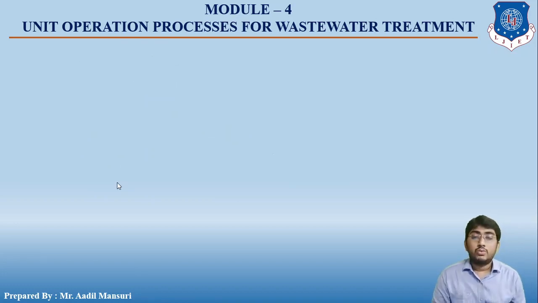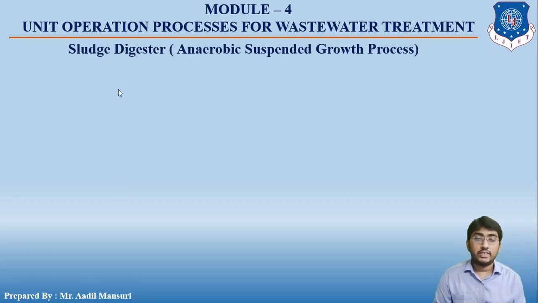Okay students, so let us now start with the next topic, that is sludge digester. This process is an anaerobic suspended growth process. In a wastewater treatment plant, we are already providing primary and secondary sedimentation tanks. From the bottom hopper of the primary and secondary sedimentation tanks, sludge is transported to the sludge digester unit. That is the unit that we are studying.